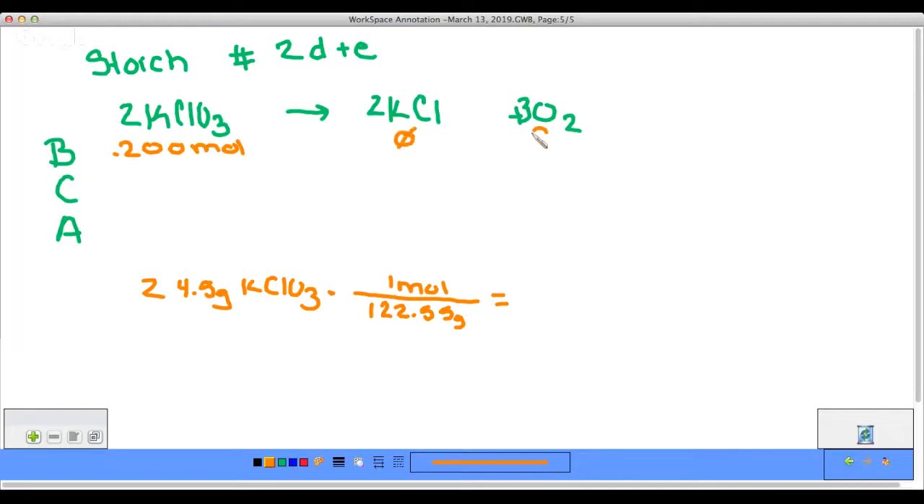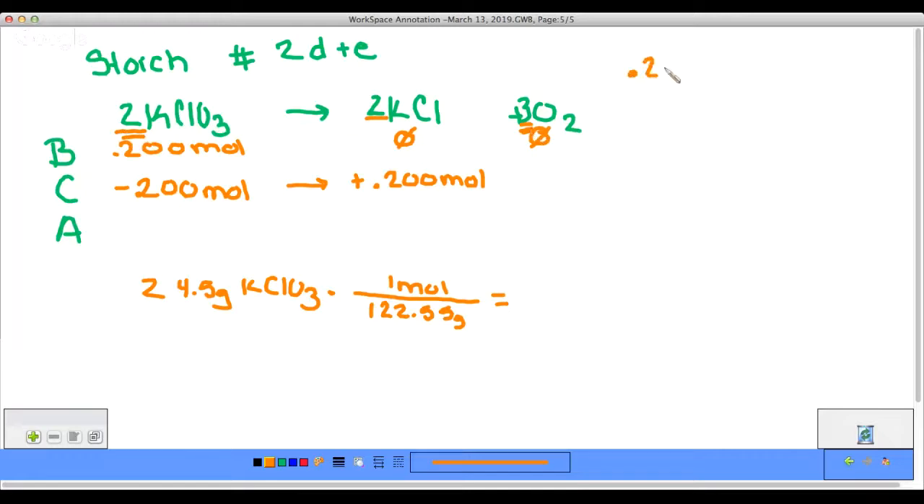And I have none of this. So when we figure out what our change is, this is all going to be consumed. There is no limiting reactant, so I'm going to consume all 0.200 moles of this, and we can see our ratio. This is consumed in a 2-to-2 ratio. So for every 2 moles of this that's consumed, I'm going to produce 2 moles of this. So I'm actually going to produce 0.200 moles of this. And then this one is a 2-to-3 ratio.